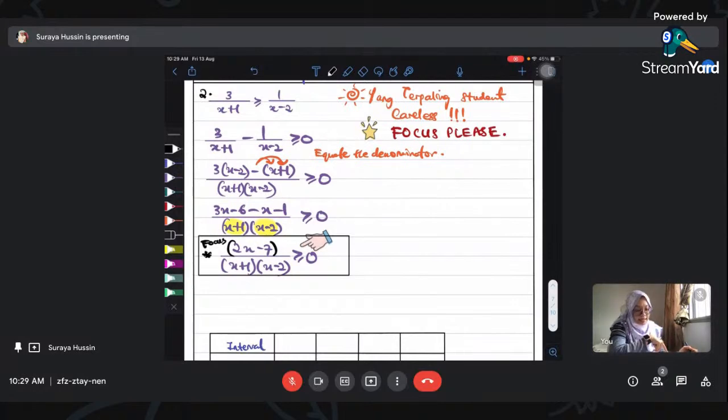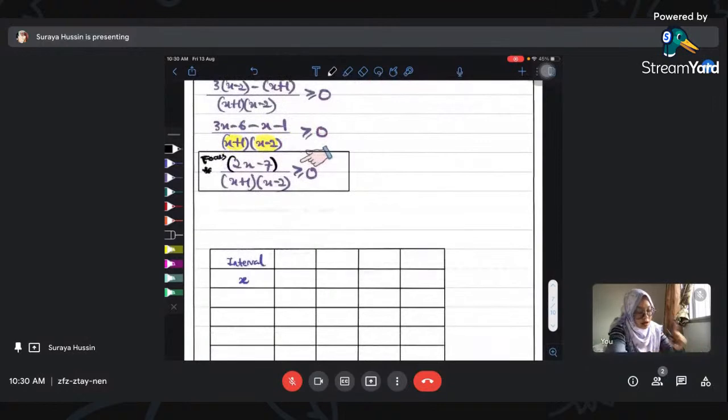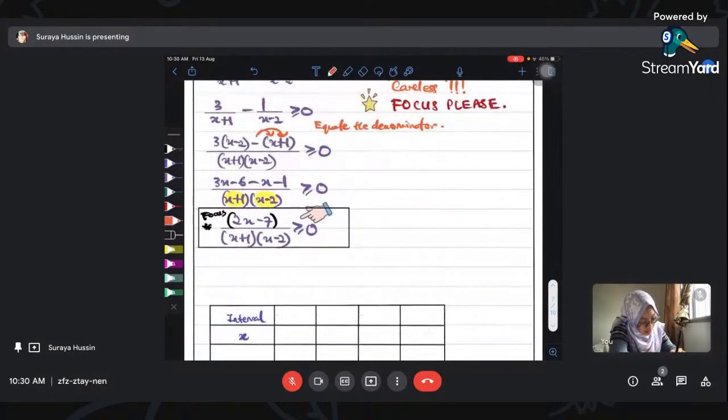This will be my focus sebab I got everything in linear already. Walaupun saya ada 3 linear kali ni. Wow, ada 3 linear Miss? Yeah, we have 3 linear now. So our table will be much more bigger sebab kita ada extra 1 number here. So 2x minus 7 is equal to 0. So x is equals to 7 over 2. X plus 1 is equal to 0. So x is equals to negative 1. X minus 2 is equals to 0. So x is equals to 2.